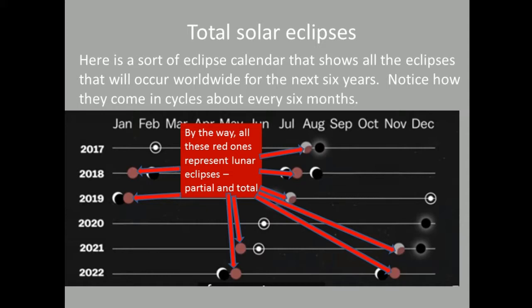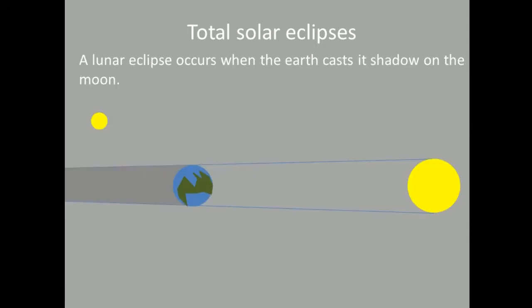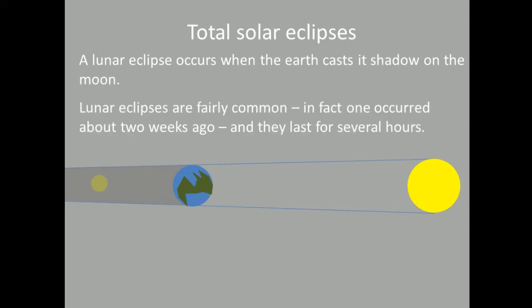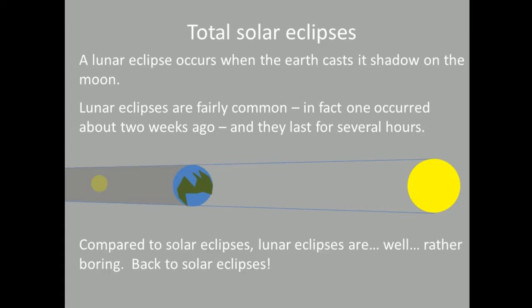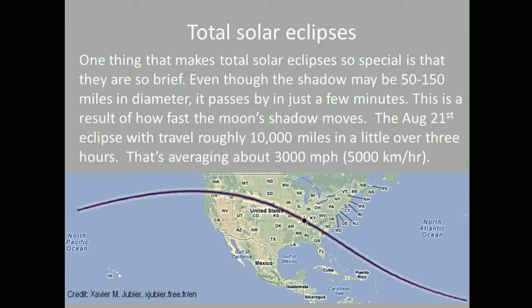By the way, all these red ones represent lunar eclipses, partial and total. A lunar eclipse occurs when the Earth casts its shadow on the Moon. Lunar eclipses are fairly common. In fact, one occurred about 2 weeks ago, and they last for several hours. Compared to solar eclipses, lunar eclipses are, well, rather boring. So back to solar eclipses.